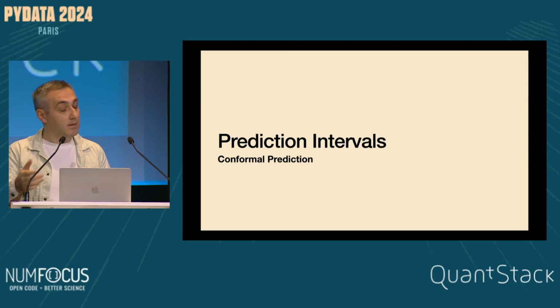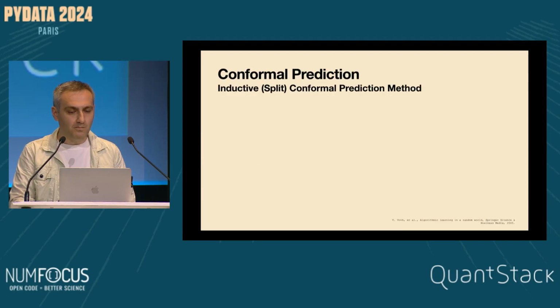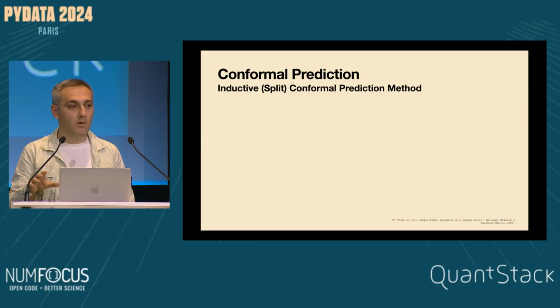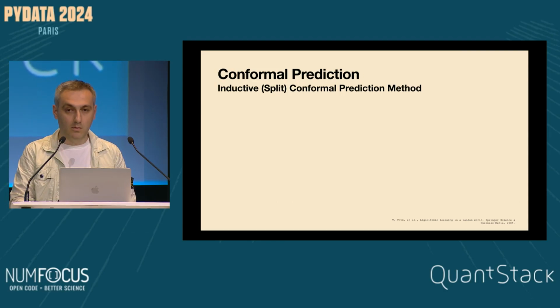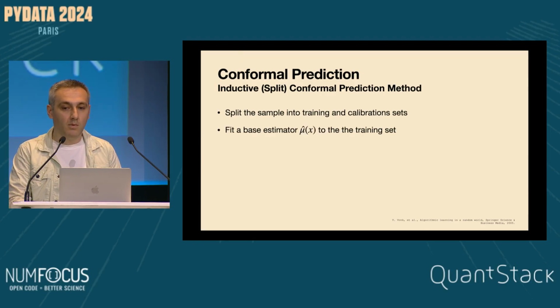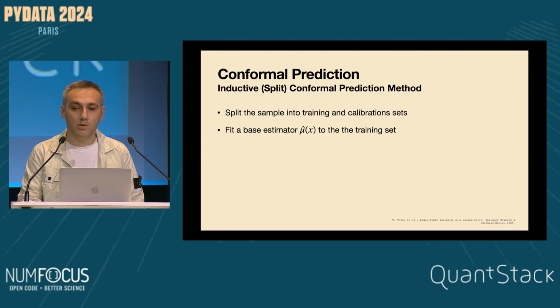And again, as previous speakers mentioned, to build prediction intervals there is a really nice statistically robust approach called the conformal prediction framework. Let's quickly review what it means. There are a few flavors of conformal prediction, and in this talk we will focus on the most computationally efficient one, called split conformal prediction or inductive conformal prediction. We start by splitting our sample into two partitions, training and calibration sets. Then we fit our base estimator. It's up to us whatever estimator we want to choose for our project.